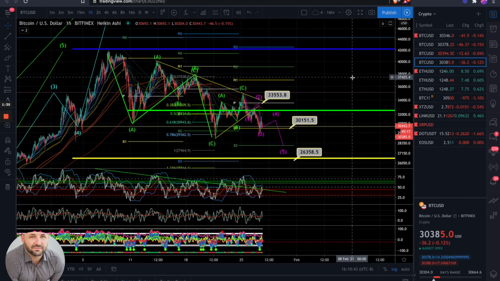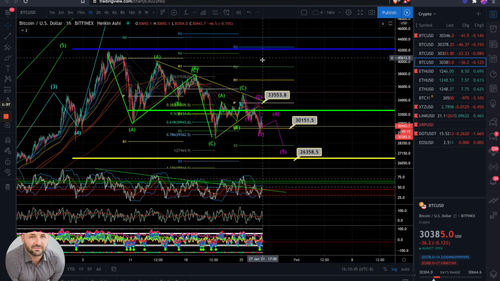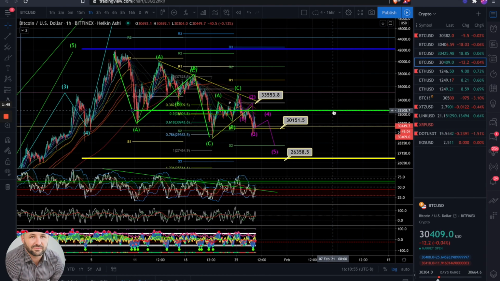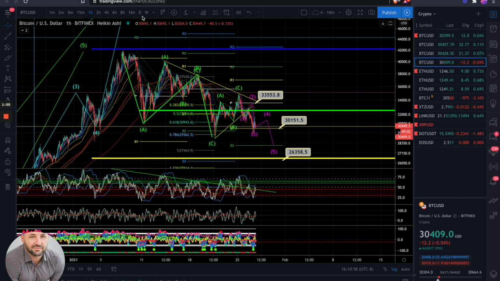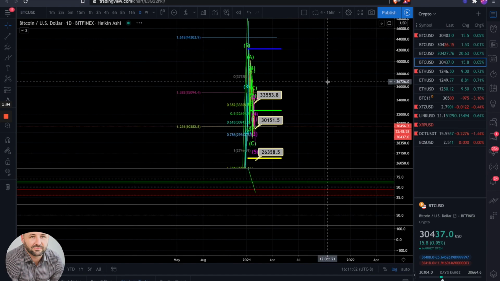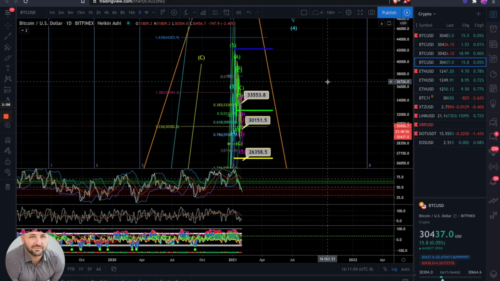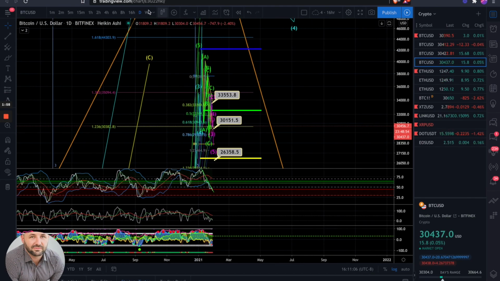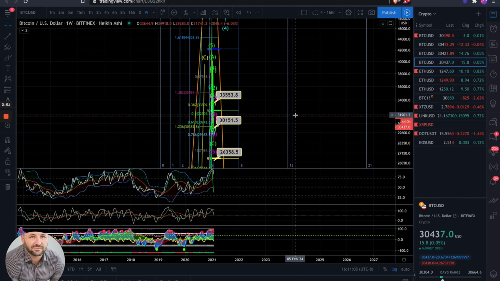Here is the update from my last video. You can see that I was looking for a little bounce up. We didn't quite get back all the way up to 33.5. This thick green line right here is, I believe, on the daily. Nope, it is the weekly. So that thick green line is actually a weekly resistance point.